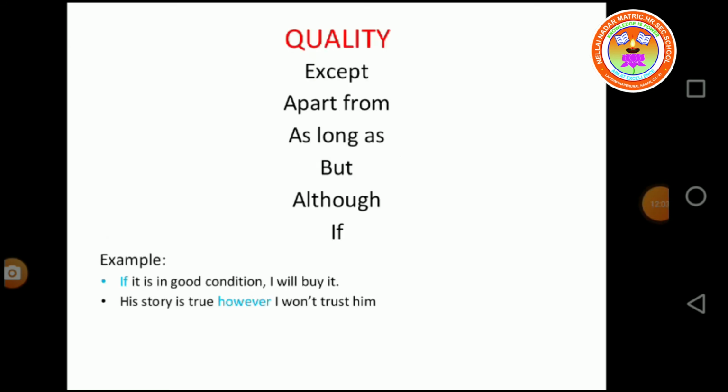Next, the last type, connectors of quality. Except, apart from, as long as, but, although, if. For example, if it is in good condition, I will buy it. His story is true, however, I won't trust him.